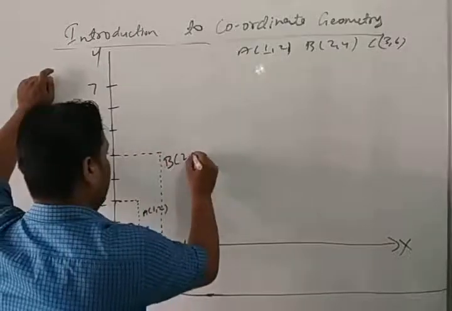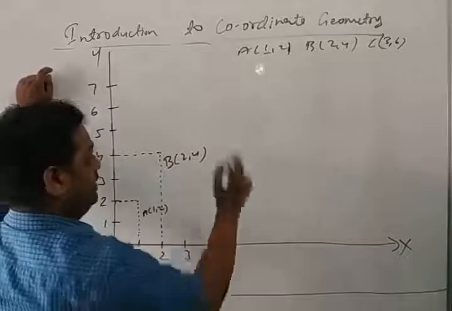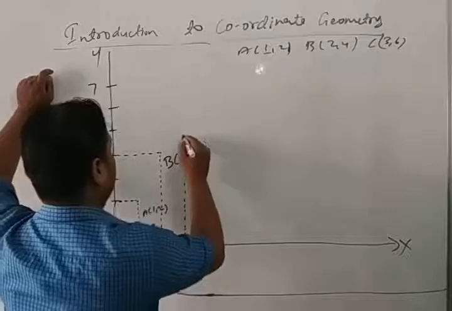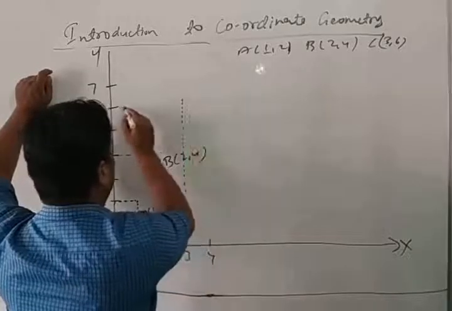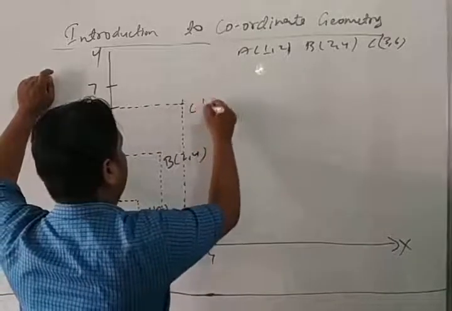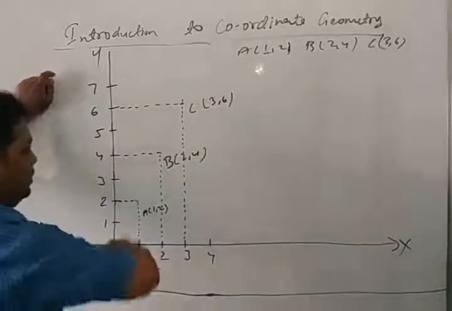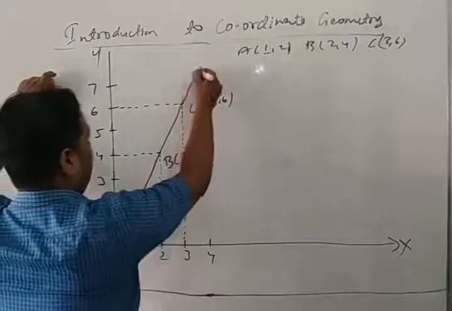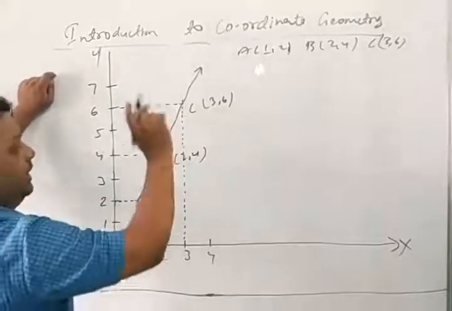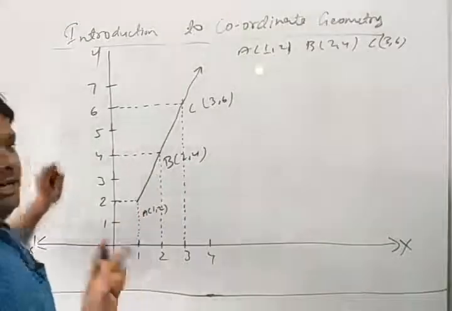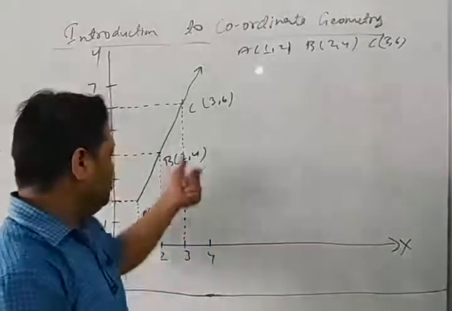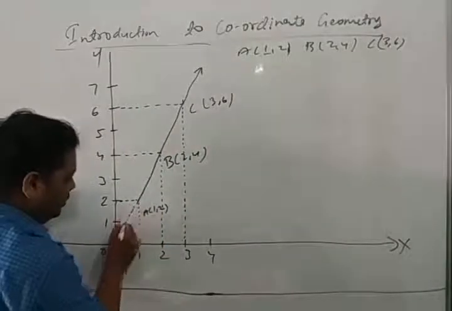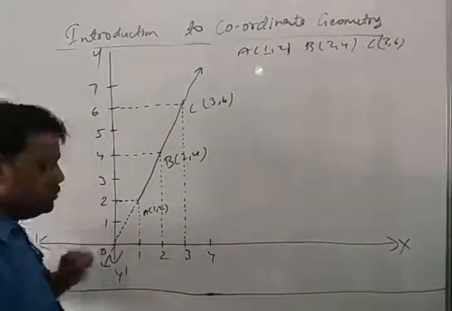Now it is B (2, 4). Okay. Then C (3, 6). Now join all these points. It is written in the question that if you produce BA, this line will pass through the origin. Let's see if we produce BA. Yes, it is passing through the origin.